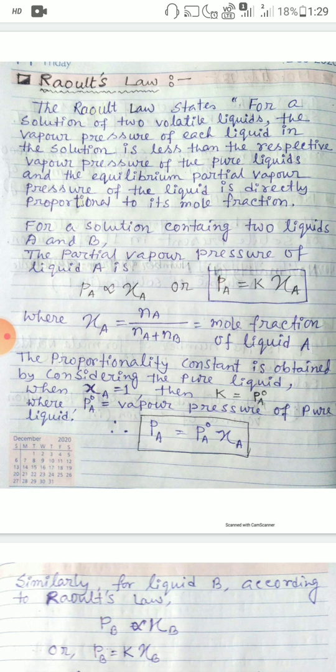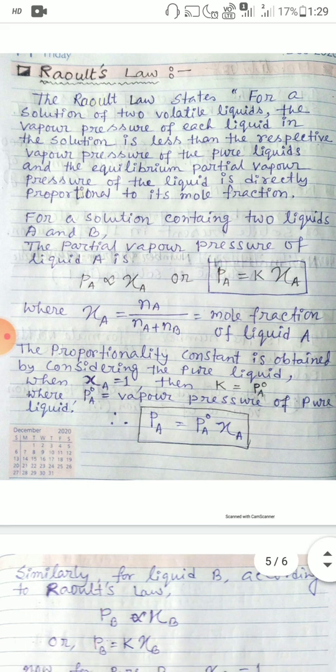Here, A and B are two liquids which, after mixing, produce a binary solution. According to Raoult's law, the partial vapor pressure of liquid A is proportional to its mole fraction. If the partial vapor pressure of A is Pa and its mole fraction is Xa, then Pa is directly proportional to Xa. Then you have to replace the proportionality sign by an equal sign. So Pa is equal to some constant K into Xa.